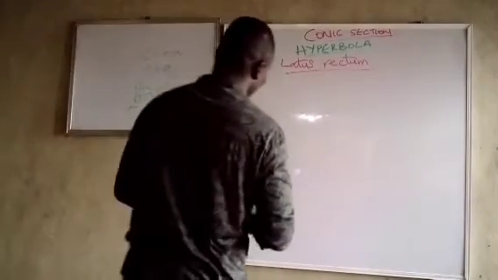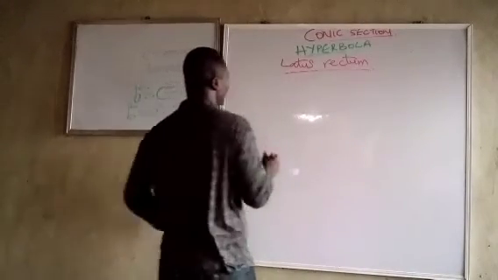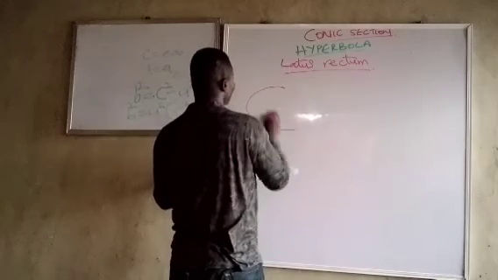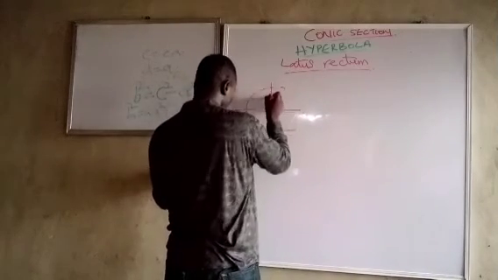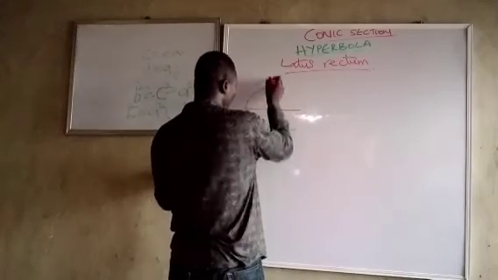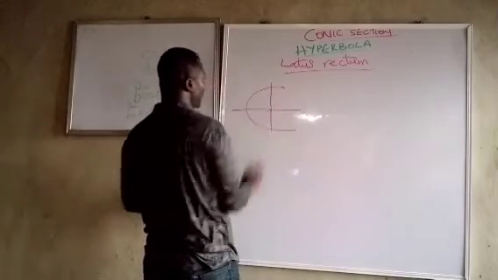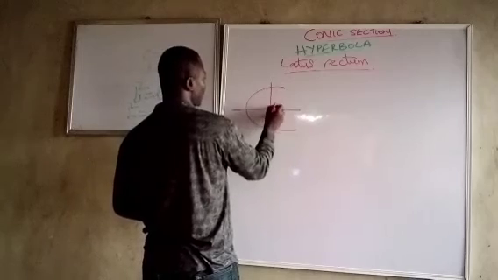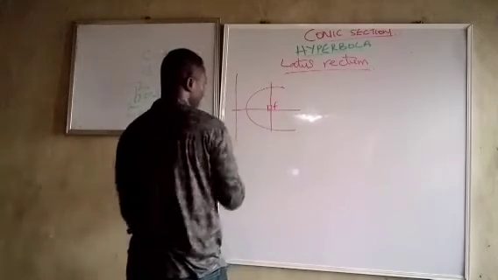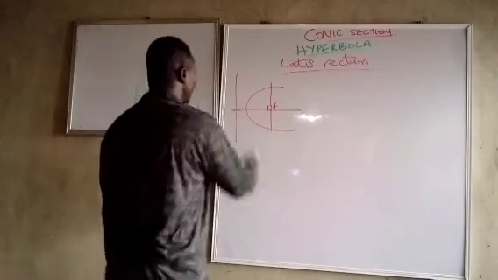Lattice vector. What do you mean by this? It's a chord that passes through the focus and touches the curve. It cuts the chord, passing through the focus perpendicularly or parallel to the directrix. So let's look at this one.